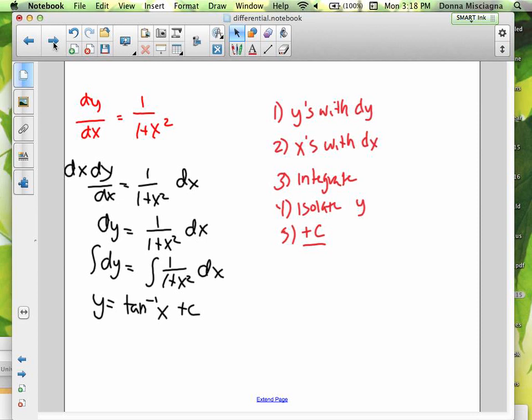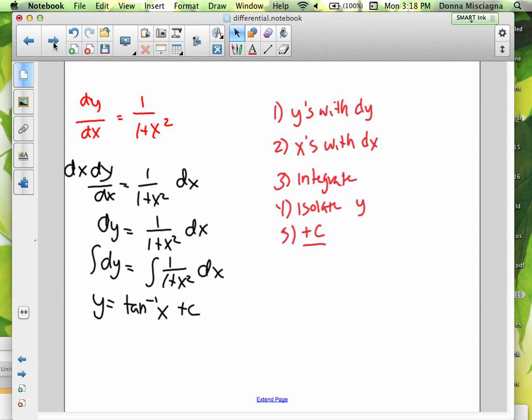All right, so here we have dy dx equals 1 over 1 plus x squared. Okay? So we need to separate the y's go with dy's, x's go with dx's. So multiply both sides by dx. We have dy equals 1 over 1 plus x squared dx. And then we'll integrate both sides. We integrate dy, we get y. Integrate 1 over 1 plus x squared. Hopefully you recognize that as arctan. So arctan x plus c.